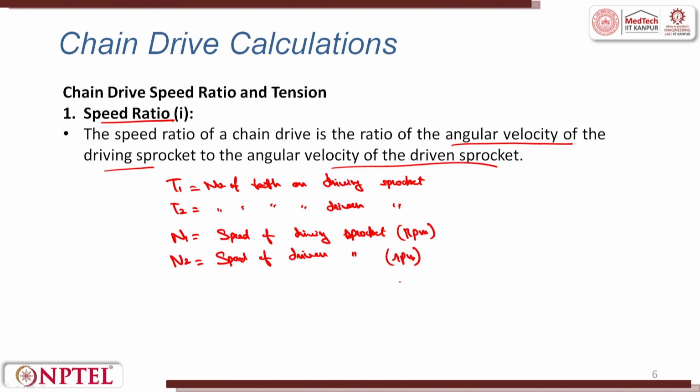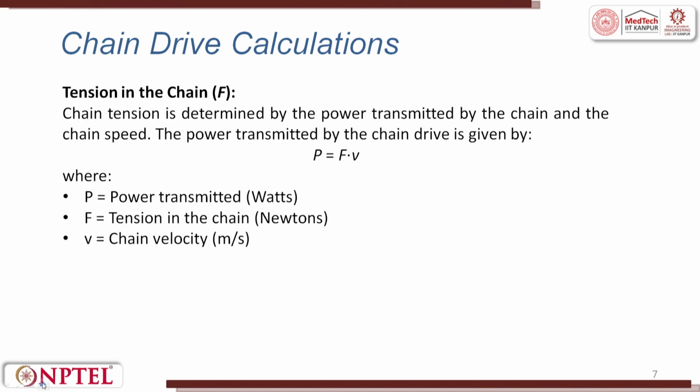In this case, the speed ratio i is given by N1 by N2, that is speed of driving sprocket by speed of driven sprocket, or this could be put as the ratio between the number of teeth of the driven sprocket to the number of teeth of the driving sprocket. This could help us to also calculate the tension in the chain.